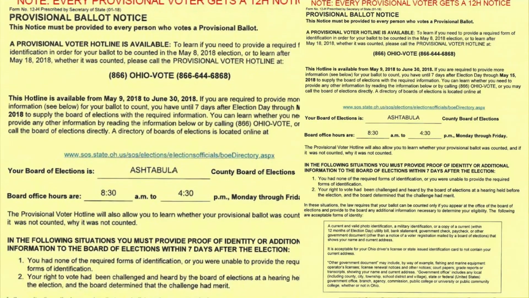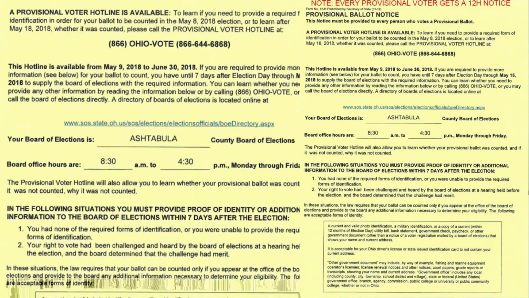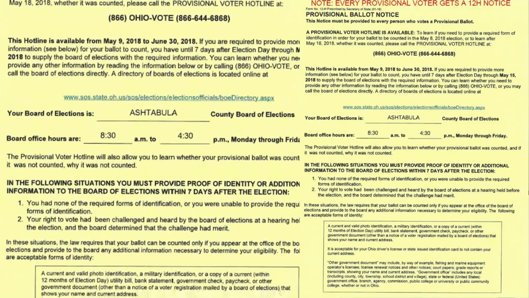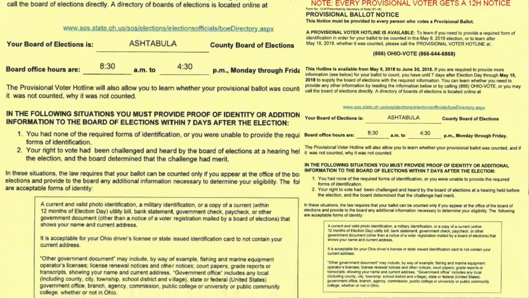The 12H form is given to a provisional voter. This form informs the provisional voter of their rights as well as who to contact to find out if their provisional ballot was counted or not.